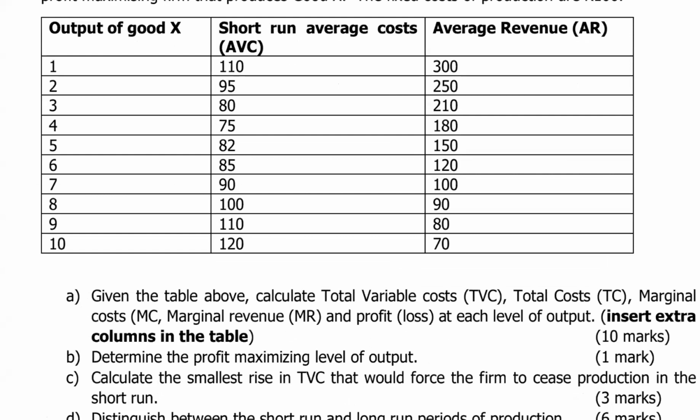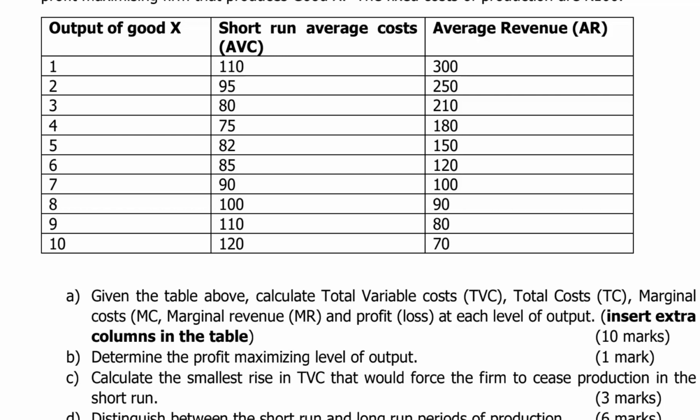To calculate, using the table above, the total variable cost, the total cost, the marginal cost, the marginal revenue, and the profit at each level of output, right? So we are encouraged to insert some columns. That's what we were expected to do. And so we need to find the total variable costs, and then you find the total cost.